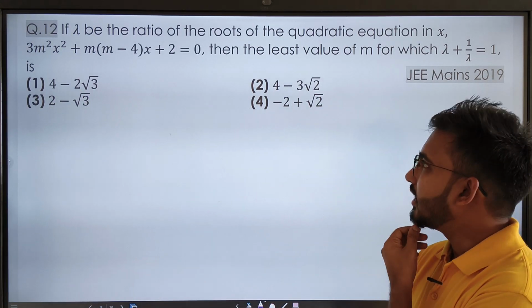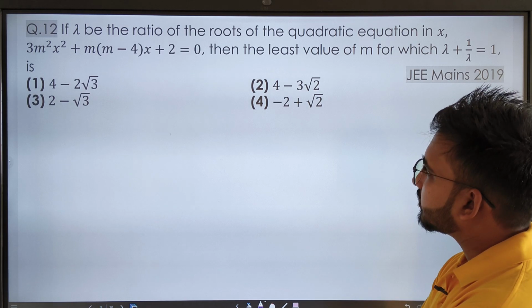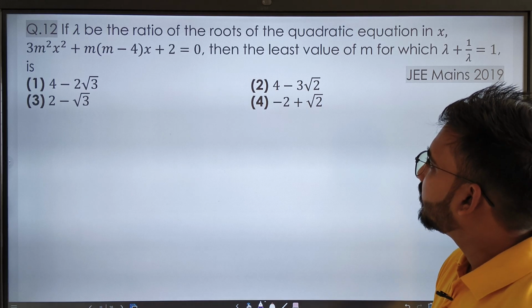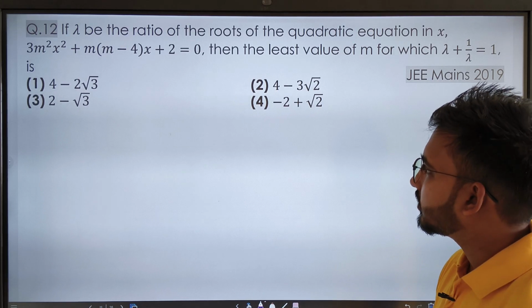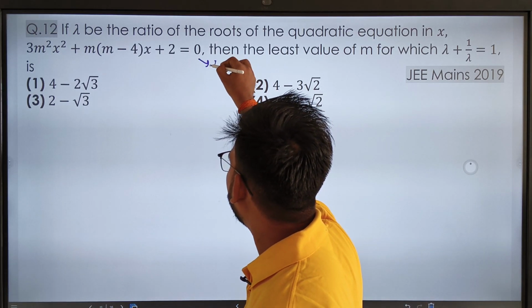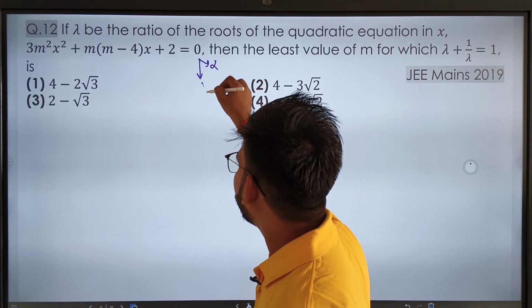This is question number 12. Lambda is the ratio of the roots of the quadratic equation. So again, if lambda is the ratio of the roots of this quadratic equation, it means that if one root is alpha, then the second root is going to be lambda times alpha.